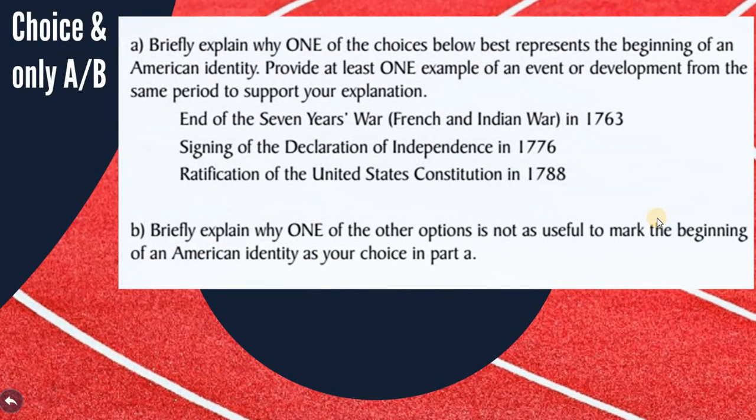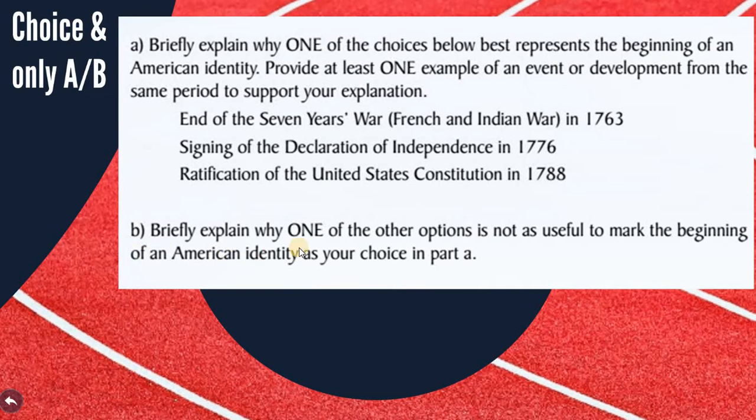The final example for the type of question I want to show you is choice. In this example, you can see A, briefly explain why one of the choices below best represents the beginnings of American identity. So you're going to choose one, and that's the first task in A. Then the second task embedded within A is to provide an example that supports your response. So why did you choose the signing of the Declaration of Independence? And you need an answer to support that. You need a reason using historical evidence to support it. It's the first one that officially declared the United States to be overthrowing King George III, right?